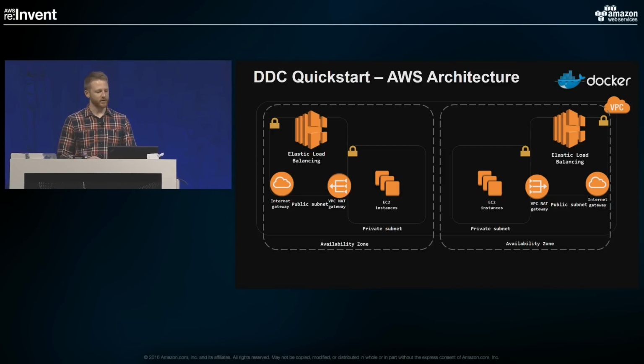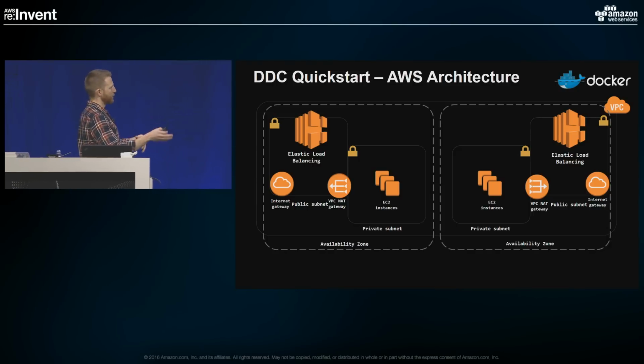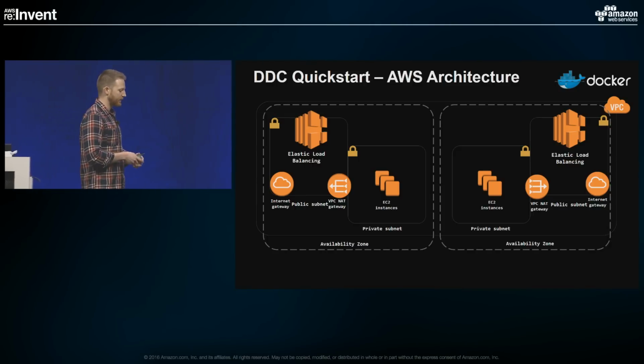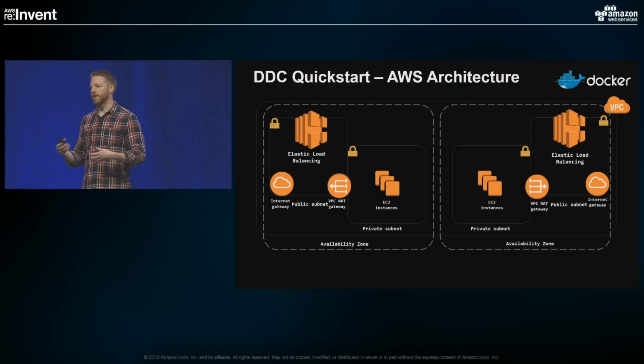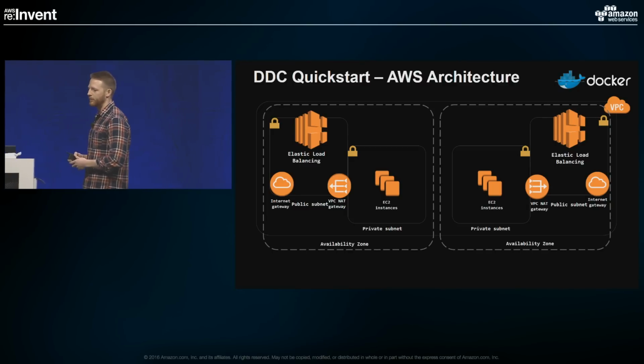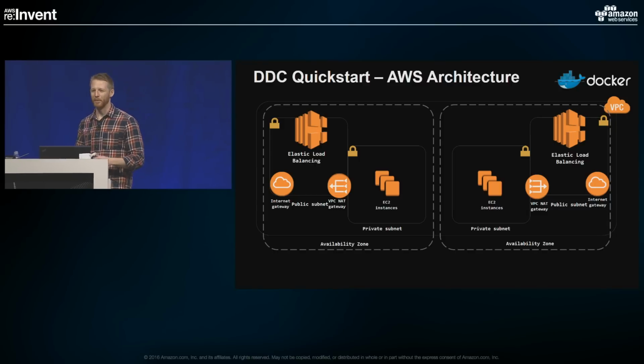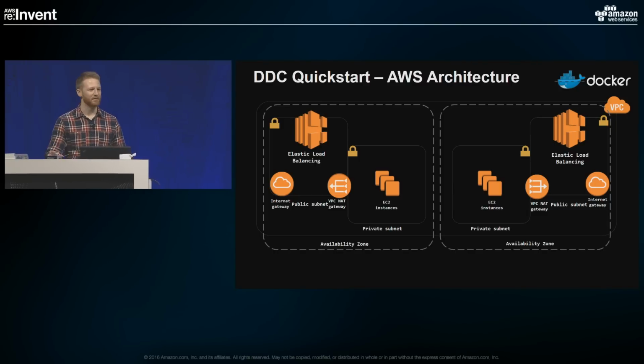So we actually have a Quickstart for Docker Datacenter, and Quickstart is a program that we run that we work with partners to build kind of like a reference implementation of their product on AWS. So we kind of go through the motions of standing up this product in kind of a best practice way. So you can impress your boss by clicking the launch stack button. It's a CloudFormation template, and have it up and running in a couple of minutes, probably about 20 minutes on average.